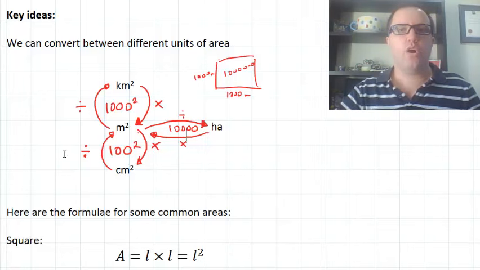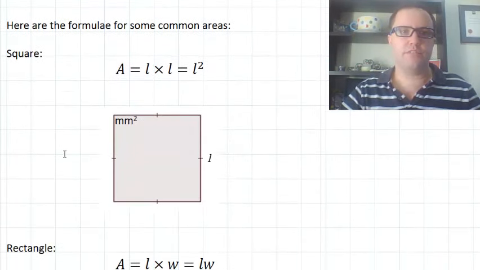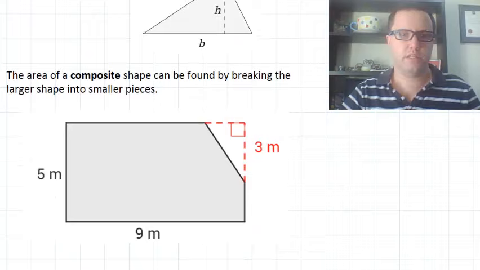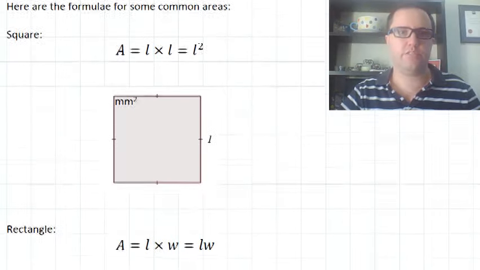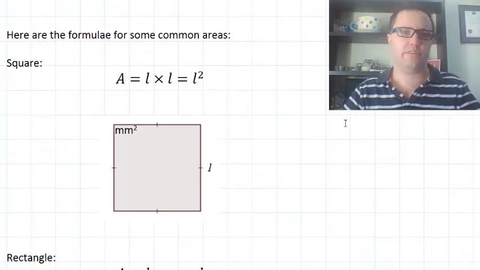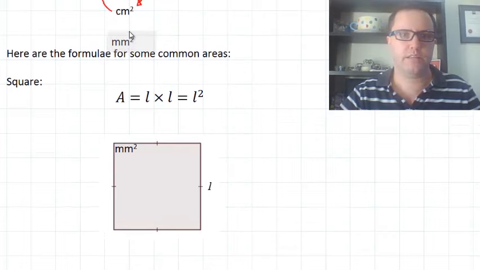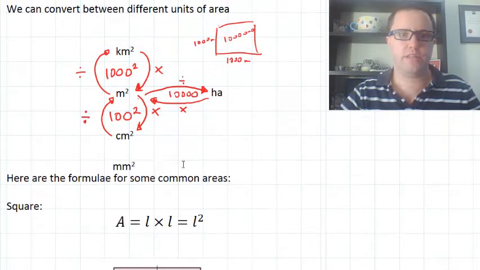Okay, let's have a look at some formulas for some common areas. Here are some formulas just for some common areas. Our square, where did that millimeters squared come from? Up here probably. Okay, so let's just quickly talk about millimeters squared then.